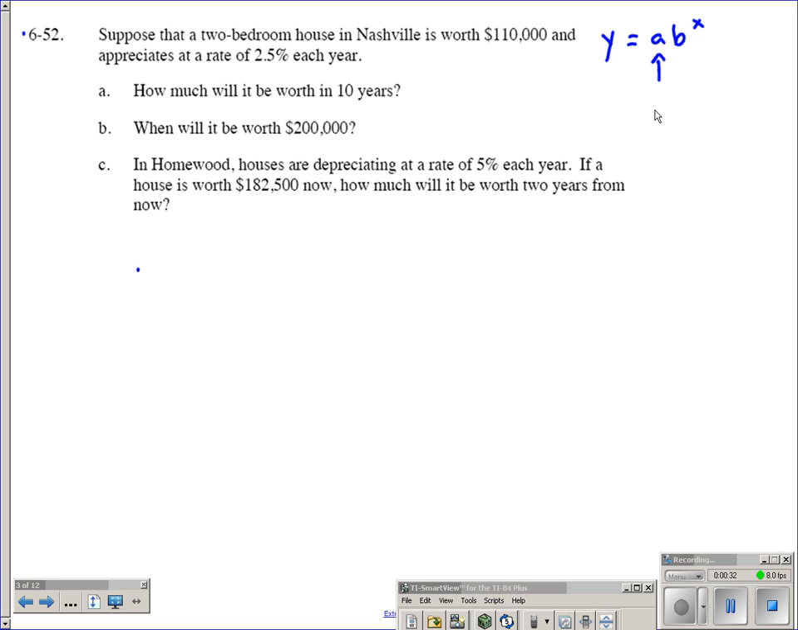Remember, a is the initial value. That's the value we're starting with. B is our multiplier. And remember, it's going to end up having to be either greater than 1 or less than 1, depending on whether it's appreciating or depreciating. X for this problem should end up being the number of years. And Y is going to be the overall value of the home.